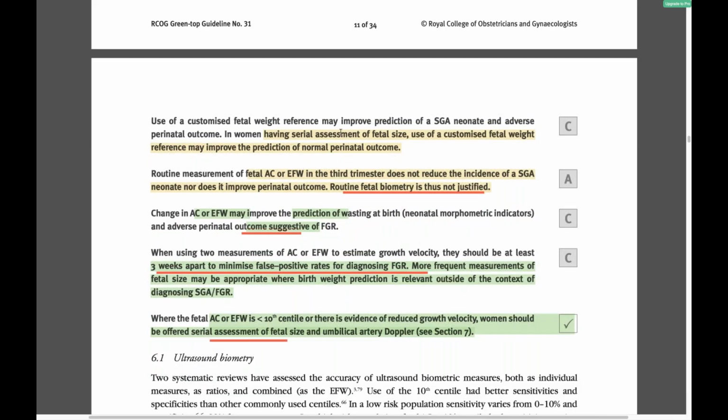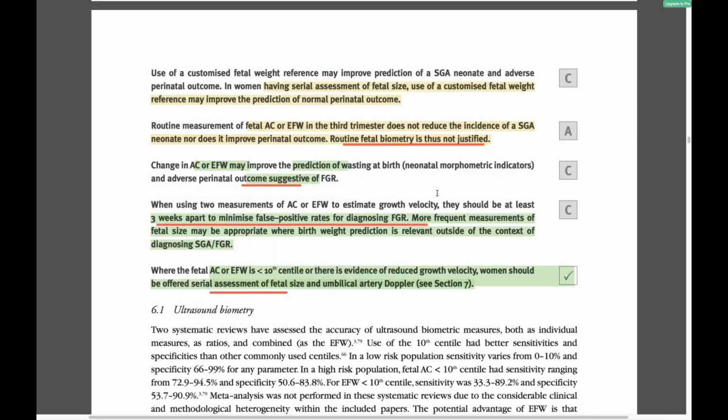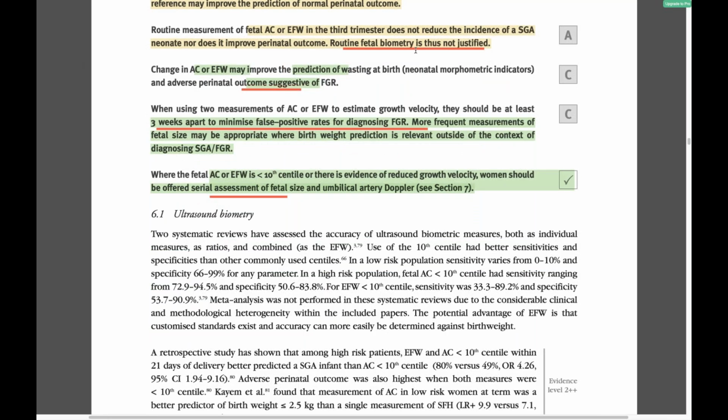In the serial assessment of AC, what they are saying is, if you measure fetal AC or EFW one time in the third trimester, then you will not be able to find the SGA baby, and it will not reduce the incidence of SGA babies, because you have to do it serially. Only if you do it serially will you know that the baby is not growing well, or if there has been a change in the growth. Someone was asking this question.